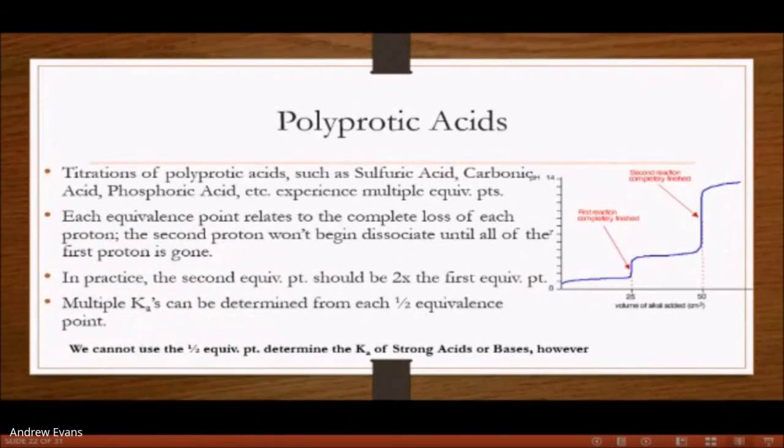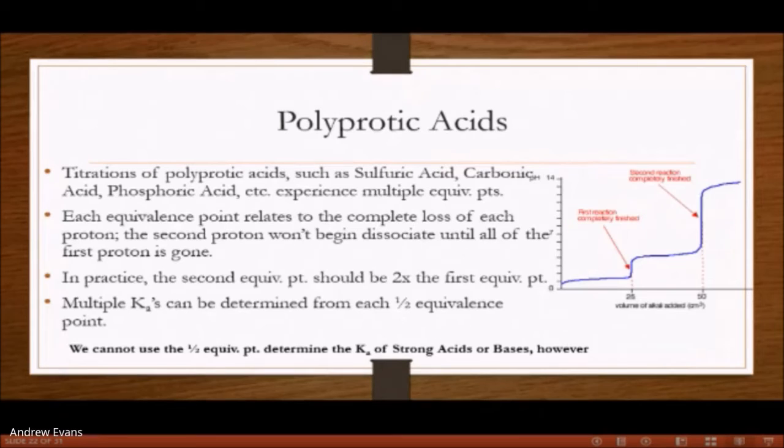Now, I'm going to probably finish up with polyprotics and not go into the Ksp till Thursday. But polyprotic acids. There are some acids that have more than one proton. There's three of them that really come to mind: carbonic acid, which is H2CO3, sulfuric acid, which is H2SO4, and phosphoric acid, which is H3PO4. Are there others? Yeah. Are they common? Not really.